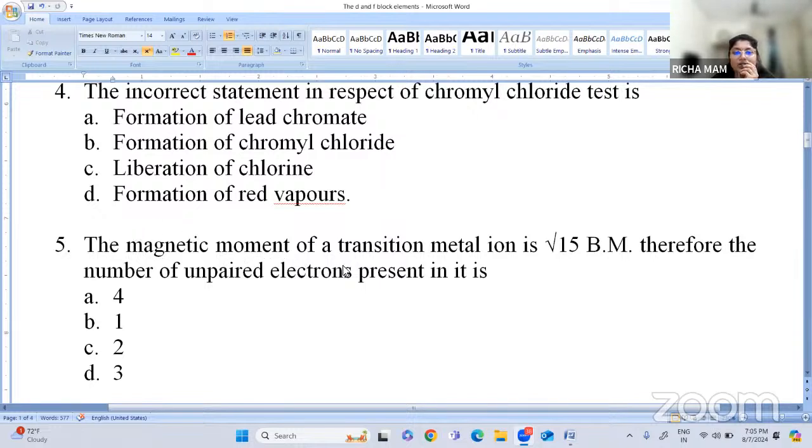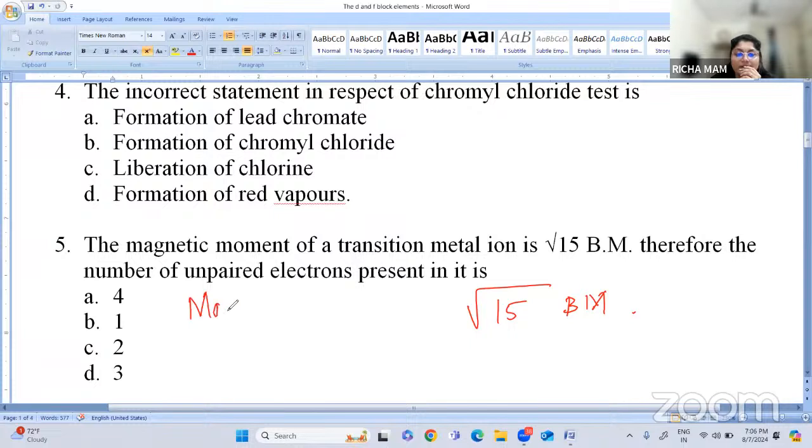The magnetic moment of a transition metal ion is square root of 15 BM. What is BM? Bohr magneton. Therefore, the number of unpaired electrons present in it is? This is very important. Magnetic moment questions of this type are very important. They have asked how many unpaired electrons are present in it. So this is a reverse question.